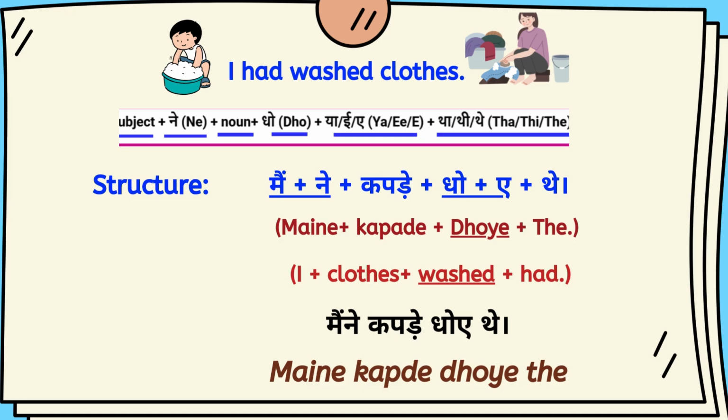Kapde, as you know, is clothes. Dho, that is the root verb, when followed by a becomes dhoe, which is a past participle form for plural masculine objects, meaning washed. And then comes the, which indicates past perfect tense for plural objects. The sentence becomes मैंने कपड़े धोए थे.